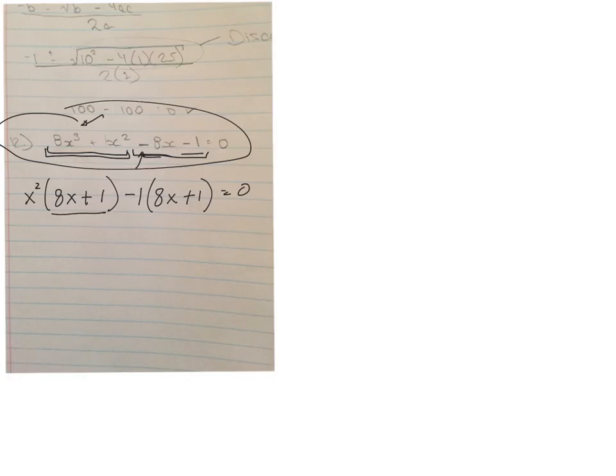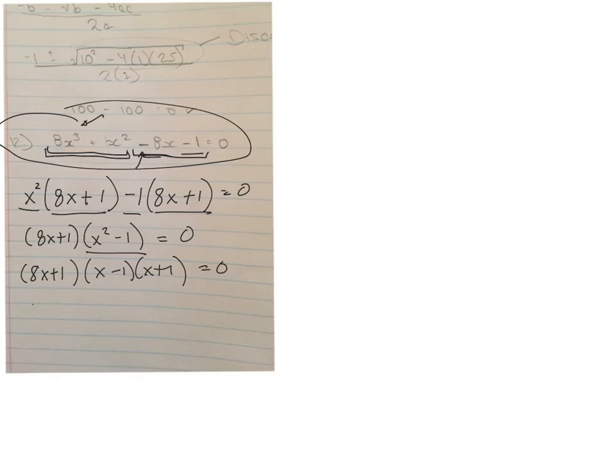Now, since these are the same, I can factor those out front, and then I'm left with this piece, x squared minus 1 equals 0. x squared minus 1 is a difference of squares, so I can reduce that to x minus 1 and x plus 1 equals 0. And now it looks like I'm going to have three answers.